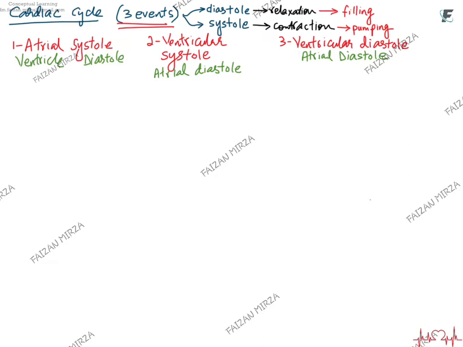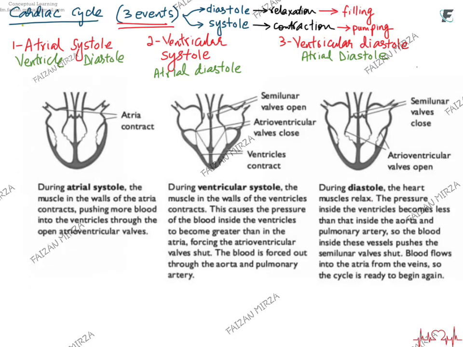So if you see, atrial systole means atrial contraction, which occurs together with ventricular diastole, which is ventricular relaxation. Ventricular systole, which means ventricular contraction, occurs simultaneously with atrial diastole, which means atrial relaxation. Ventricular diastole means the ventricle undergoes a relaxation period, at the same time as the atria are also in diastole. So let's take these on the images, how they look like.